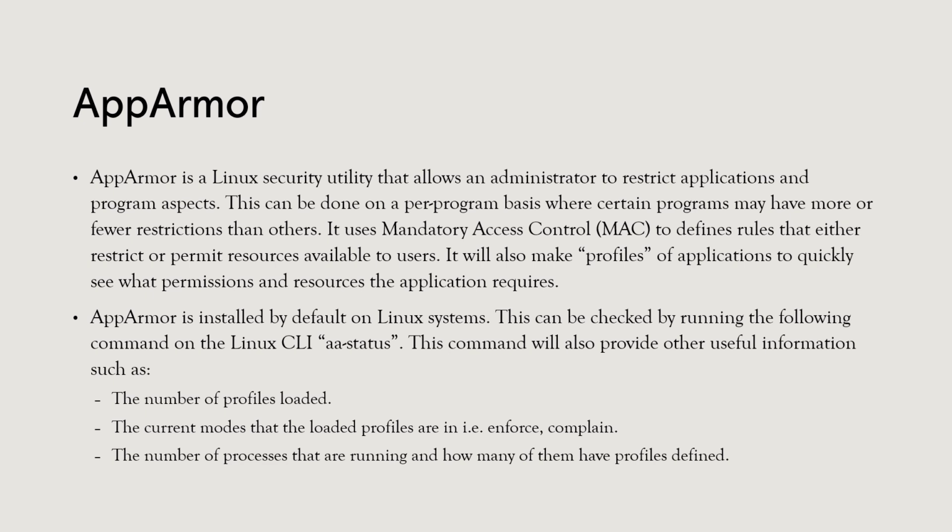This can be checked by running the following command, aa-status, on the Linux command line interface. This command will also provide other useful information such as the number of profiles loaded, the current modes that the loaded profiles are in, such as enforce or complain, as well as the number of processes that are running and how many of them have profiles defined for them.